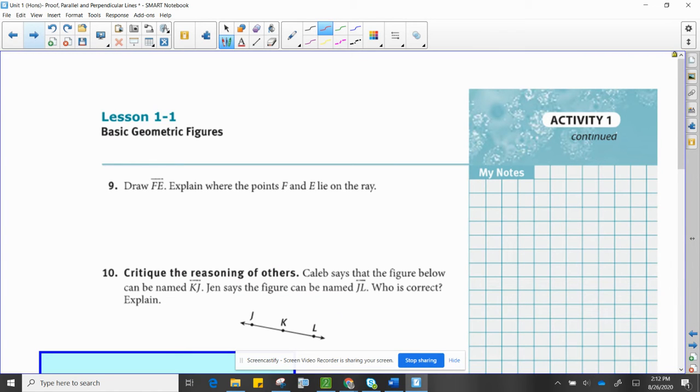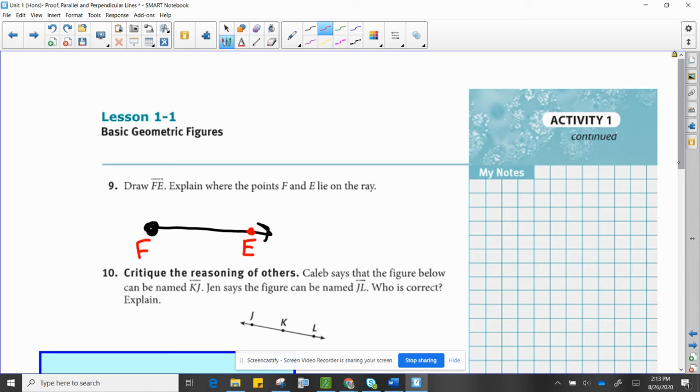All right, let's draw FE. Explain where the points F and E lie on the ray. So they're telling us it's a ray. So remember, a ray has a point, and then it's continuous going to infinity on one side. So remember, in order to name a ray, we have to start with the endpoint. So if they're naming it FE, that means F has to be on the endpoint. And then E would just be anywhere else on the line. So let's just put a point there, call that E.